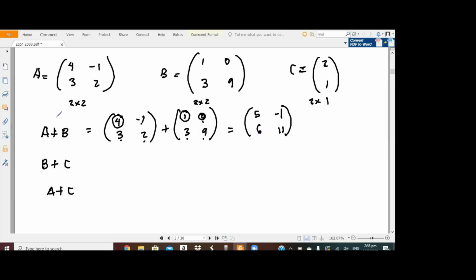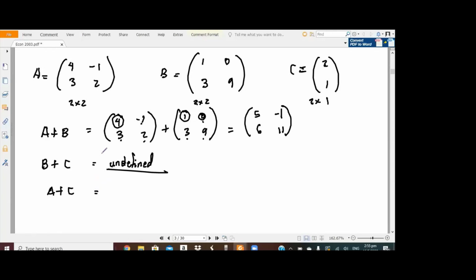Now let's consider B and C. Can I add B and C? No, because the order of B is 2 by 2, but the order of C is 2 by 1. When the orders are not the same, we cannot add them. We say the matrix addition is undefined. And this is actually an answer that could pop up on a multiple choice exam. So we say undefined whenever they don't have the same order.